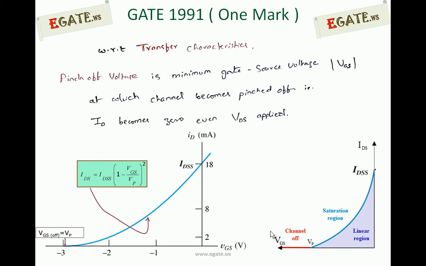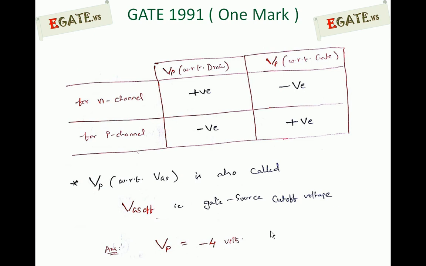VP, the pinch off voltage, has a positive voltage with respect to drain and a negative voltage with respect to gate. Out of these two, which will be treated as the original pinch off voltage, which will be specified in data sheets? The original pinch off voltage is nothing but the gate to source pinch off voltage, which is also called VGS off. So VGS off is also called VP. Its value is always negative in case of N channel, always positive in case of P channel JFET.